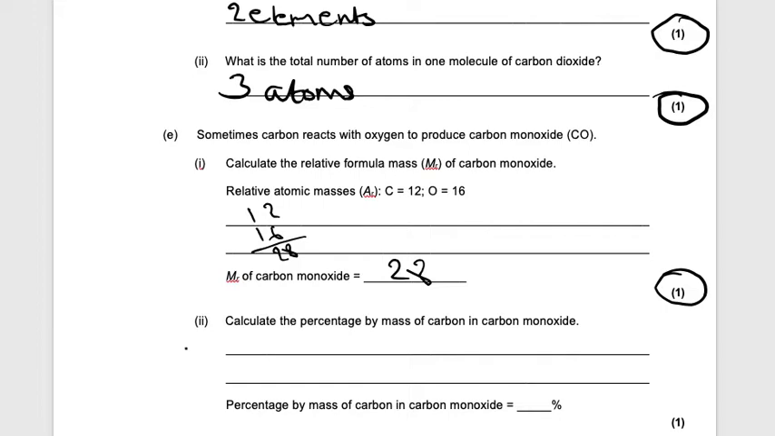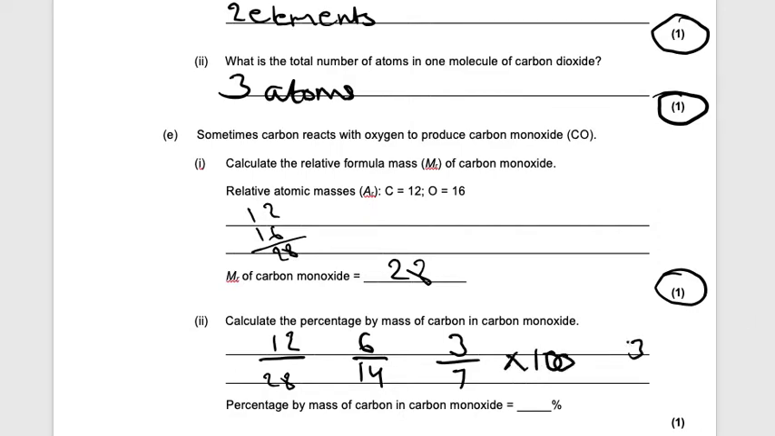Calculate the percentage by mass of carbon in carbon monoxide. So remember, you need carbon over the total relative formula mass. So the relative atomic mass of carbon is 12. So we would have 12 there. And the relative formula mass of carbon monoxide is 28. So we would just have it like that. Let's simplify that. Divide both sides by 2. That would get us 6/14. We can divide it by 2 again, which would get us 3/7, and then we can work that out and then multiply it by 100.